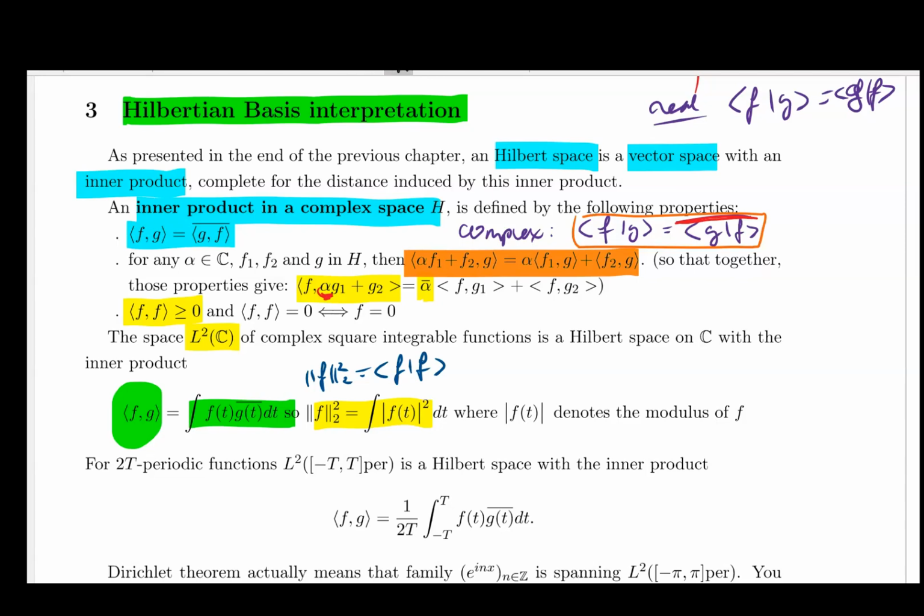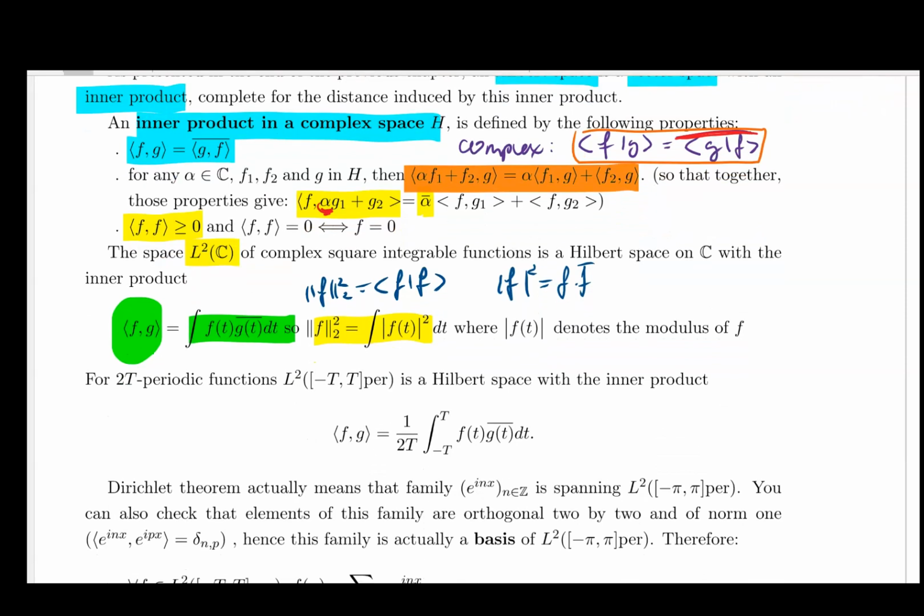Okay, the modulus square of any complex number is given by f times its conjugate. So that's what we have, the modulus square of f, and we integrate that, and that's the L2 norm of a function. That's in general when we define it on C, but now if the input of your function is real and your function is 2t periodic, this is how we define the inner product.